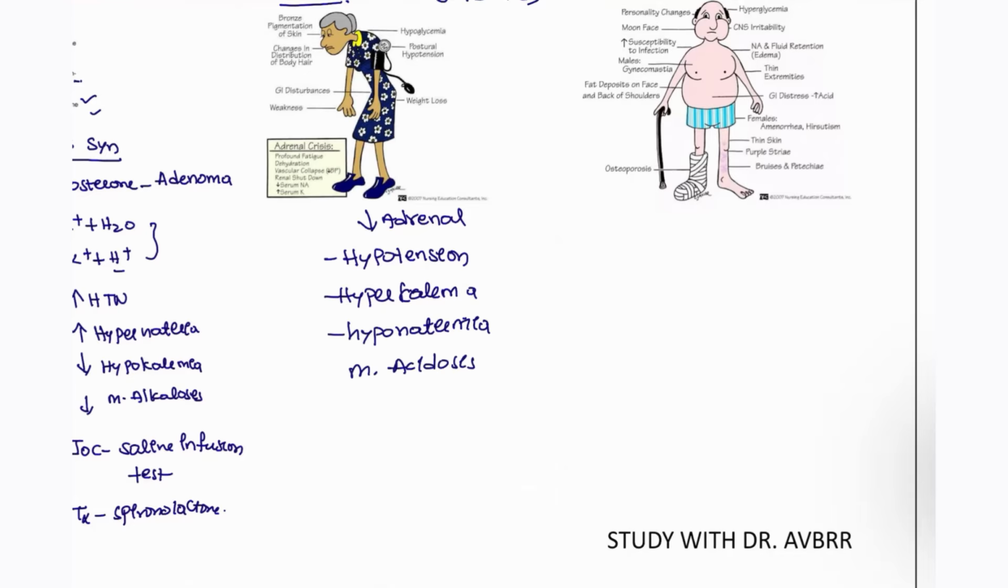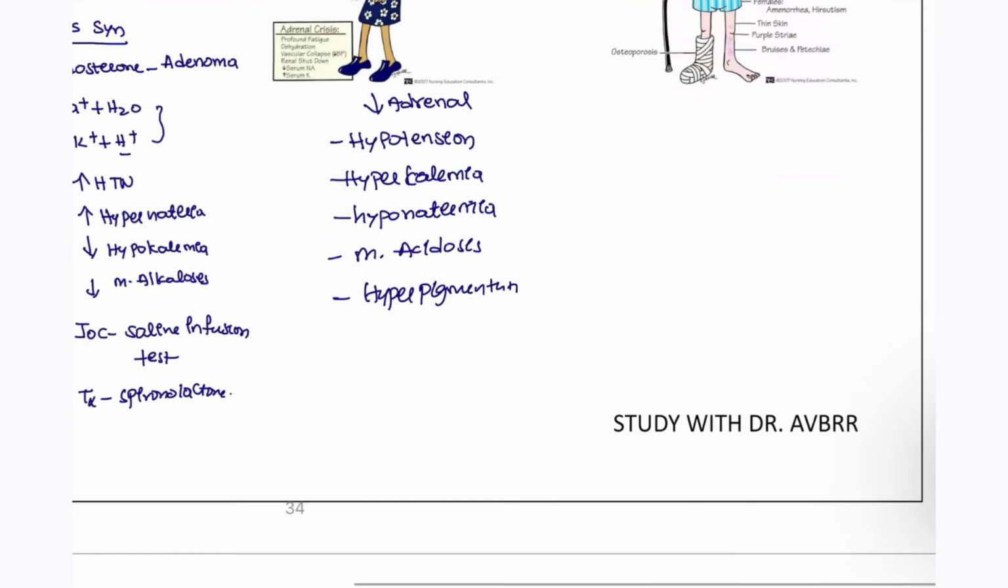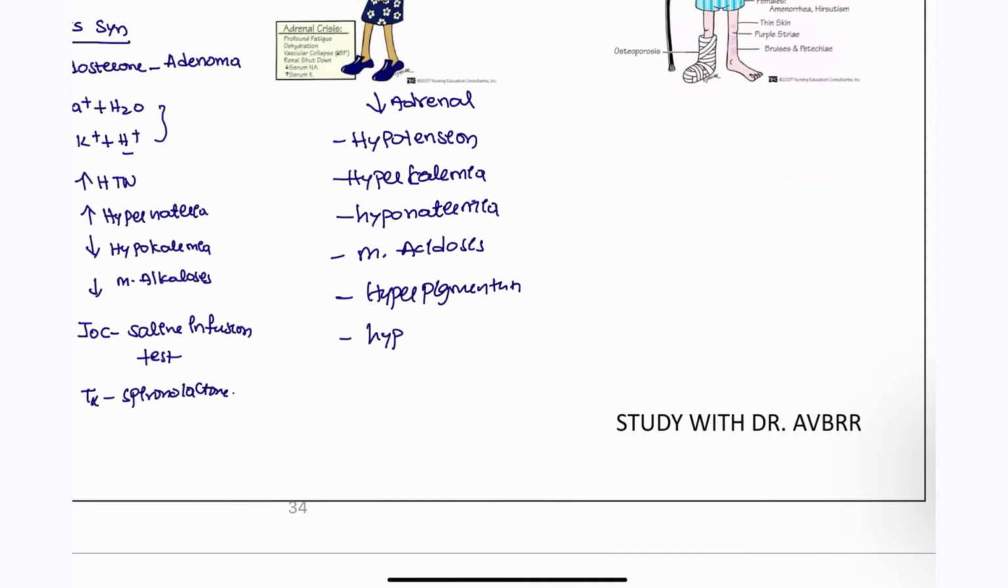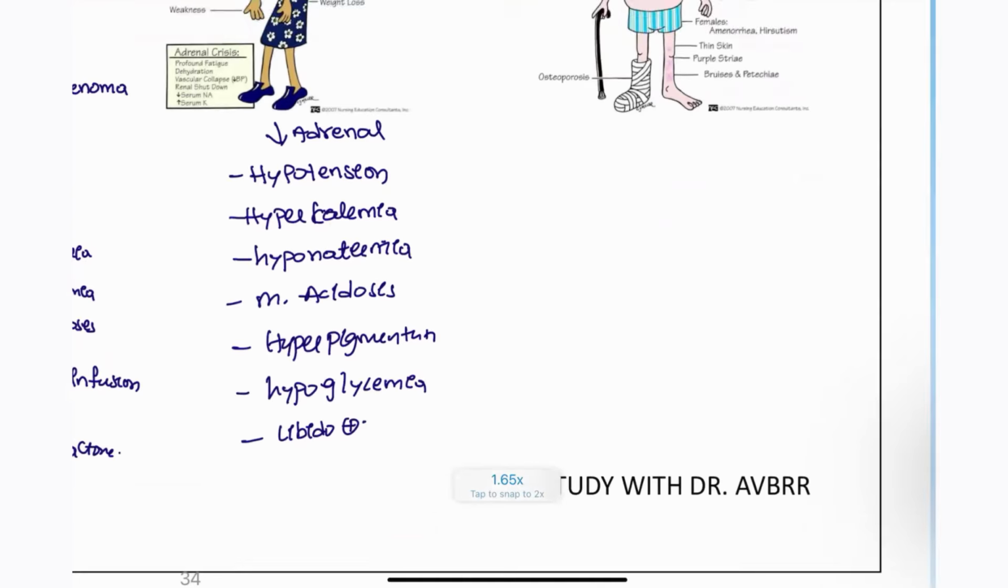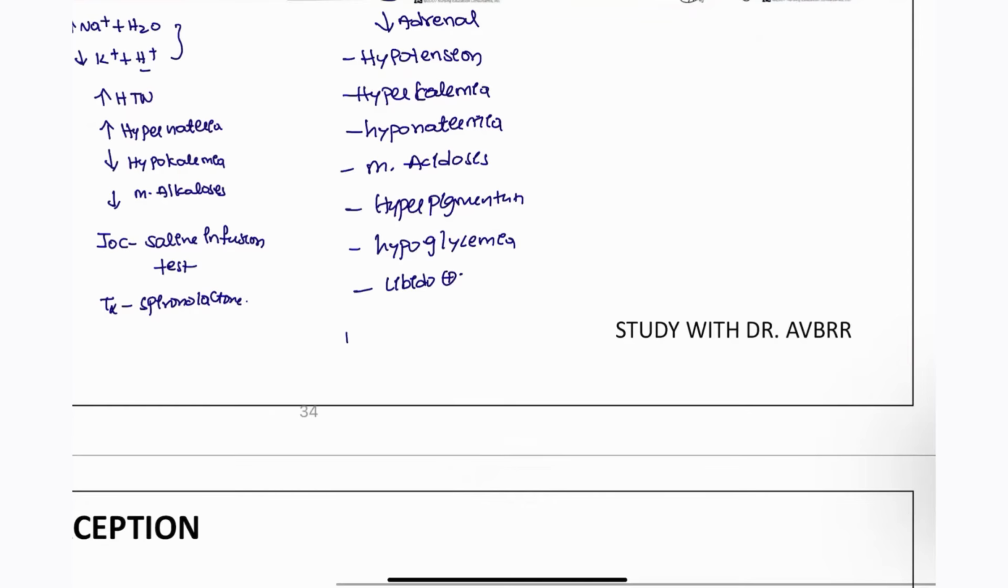Okay, other hormones are also decreased. So hyperpigmentation will be seen, and the patient will have hypoglycemia because cortisol is not working properly. Then libido changes will also be seen in this patient. Okay, that is Addison's condition. Drug of choice for this patient is hydrocortisone. Investigation of choice is the ACTH stimulation test.